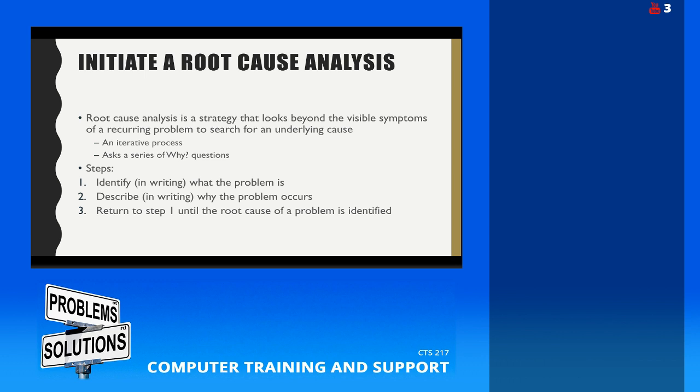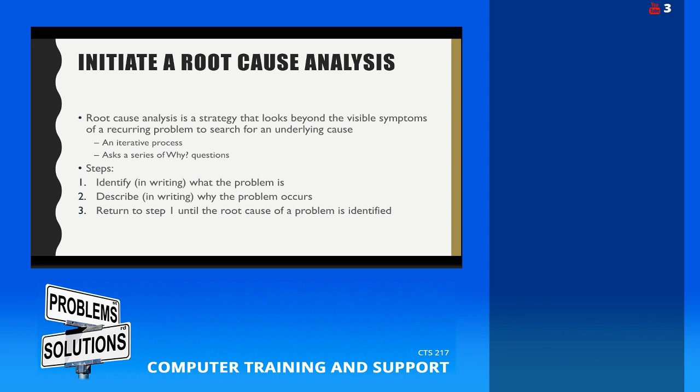And one of the important things that I wanted to point out here is the steps to doing a root cause analysis. We have 3 steps here for doing a root cause analysis. And one of the big things that I wanted to point out here is that you should do them in writing. Identify in writing what the problem is. Describe in writing what the problem occurs, or why the problem occurs.